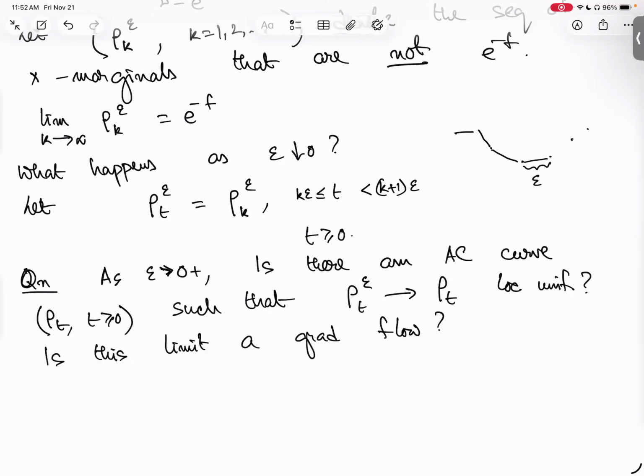Why would I try to do this? Well, one reason is that you want to get some uniform estimate of convergence over epsilon. If this curve converges to a limiting curve rho t, which is a gradient flow, let's say of Kullback-Leibler, then one can understand at what rate this gradient flow converges. Because if that converges exponentially fast, and you have some control over the convergence as epsilon goes down to 0, then you can say that for all small enough epsilon, this is converging exponentially fast. So that should be one way of doing this.